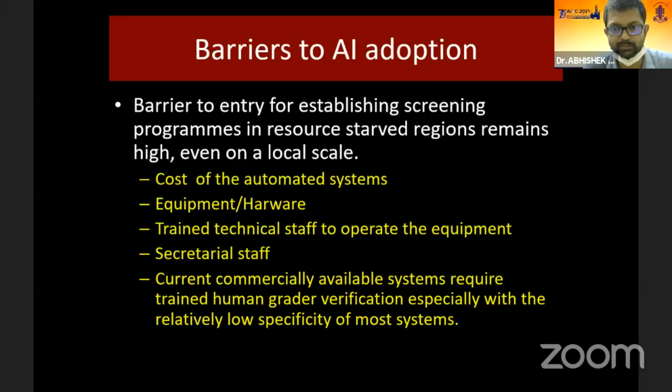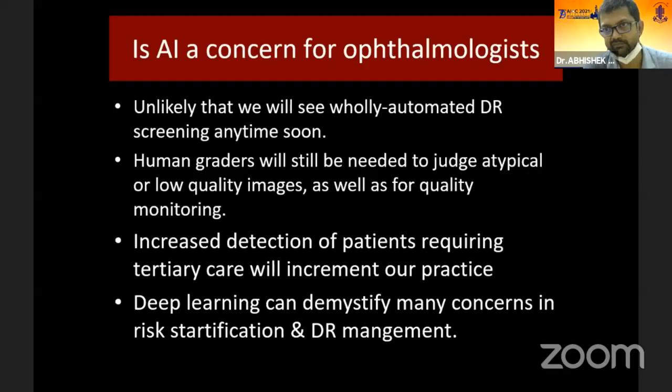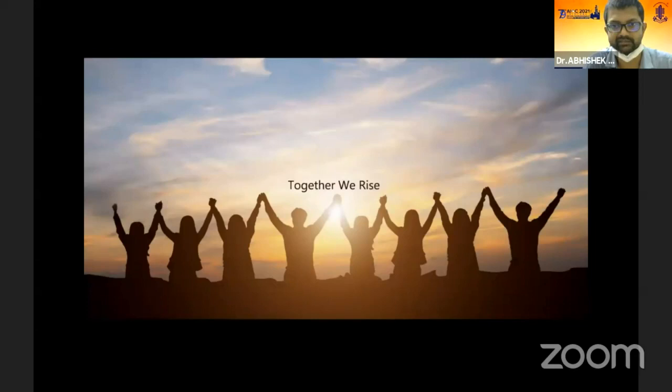One of the major concerns: is AI a concern for ophthalmologists? It is unlikely that we will see a wholly automated DR screening system any time soon. Human graders will still be needed to judge atypical or low quality images, as well as for quality monitoring. Increased detection of patients requiring tertiary care will increase our practice and not decrease it. And deep learning can demystify many concerns in risk stratification and DR management, along with the development of a new era of personalized medicine. In the end, we will have to embrace AI, and together we will rise. Thank you.